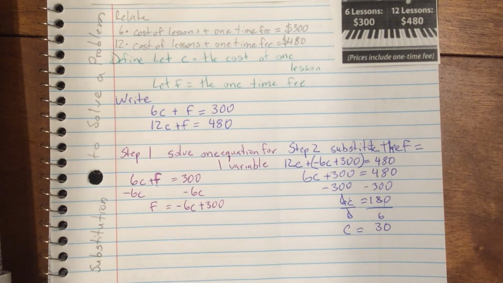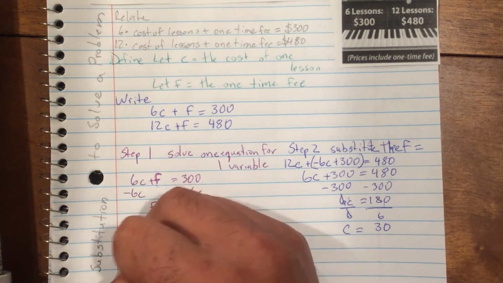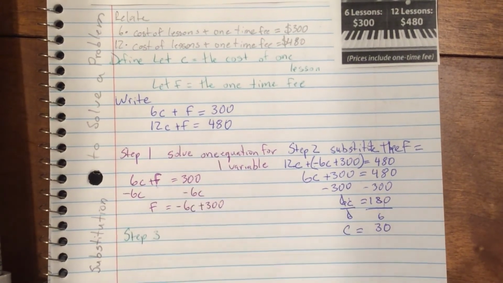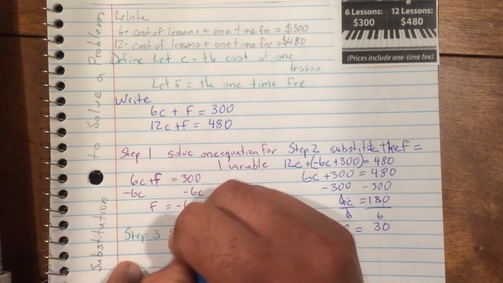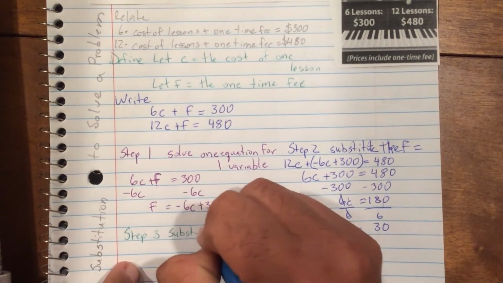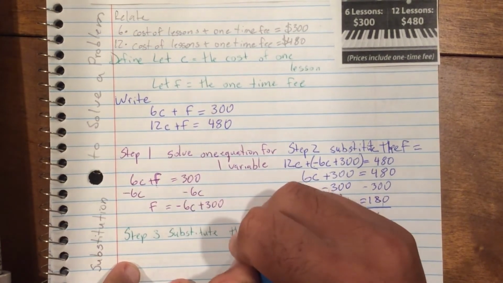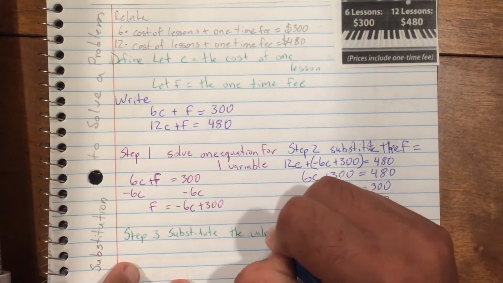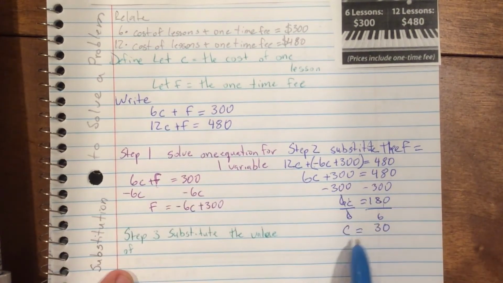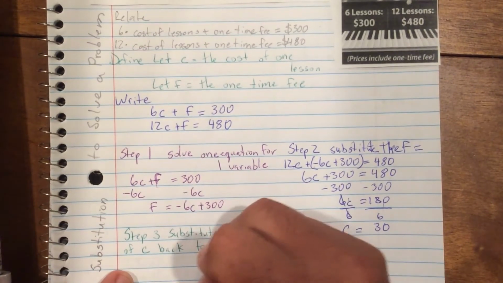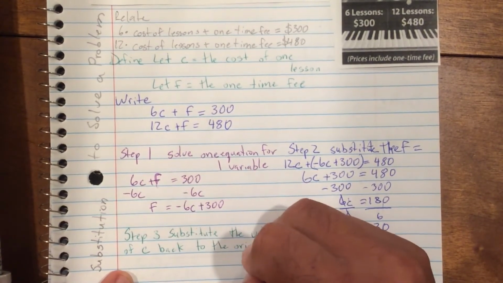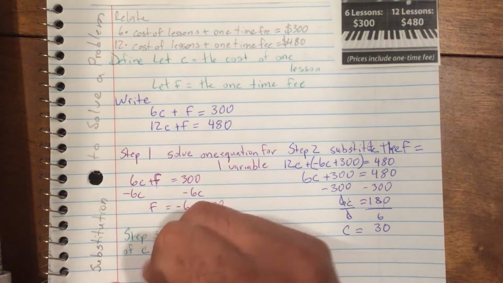So now we can go to our step number 3. I haven't used green yet, so step 3 was to substitute the value of c back into the original equation.